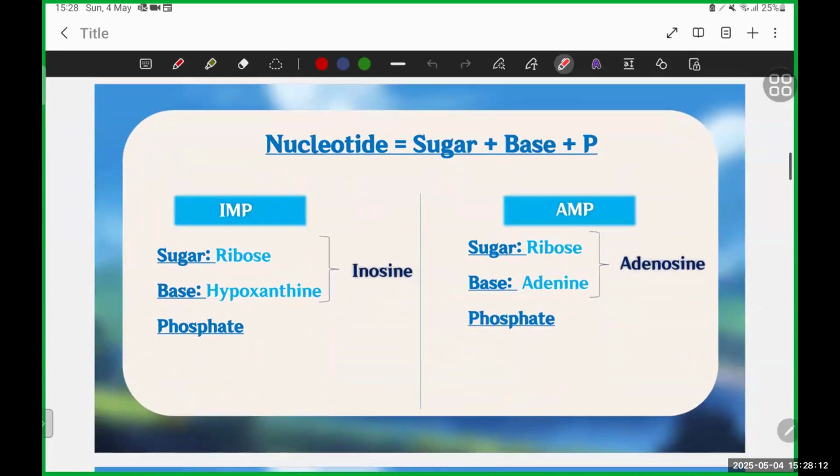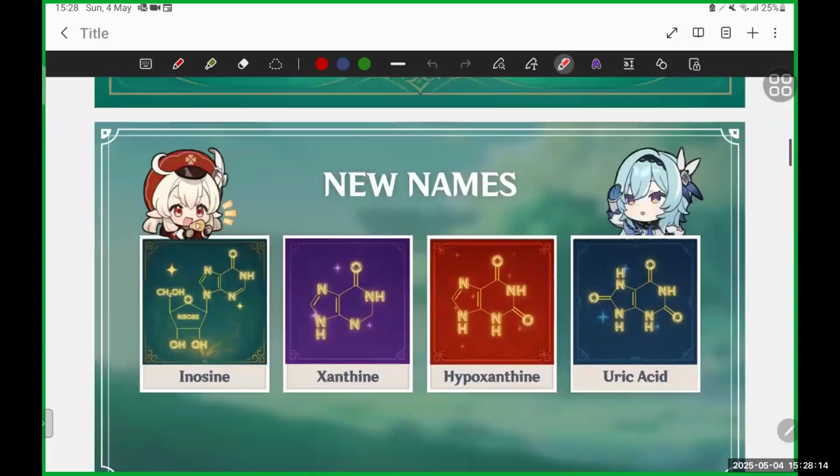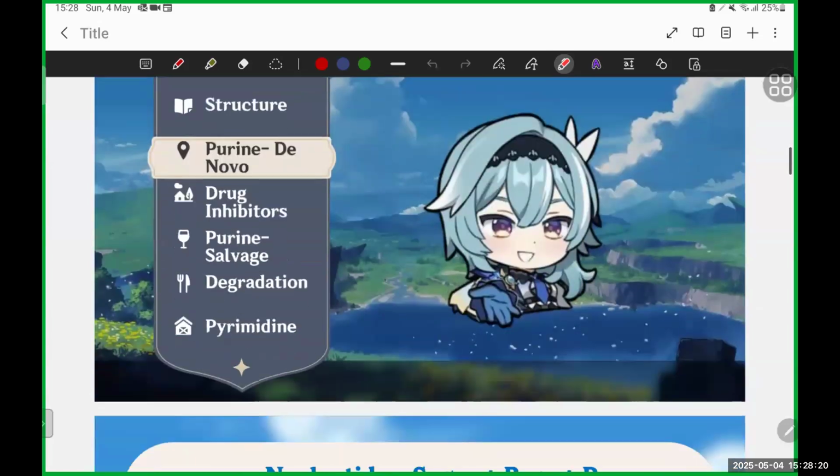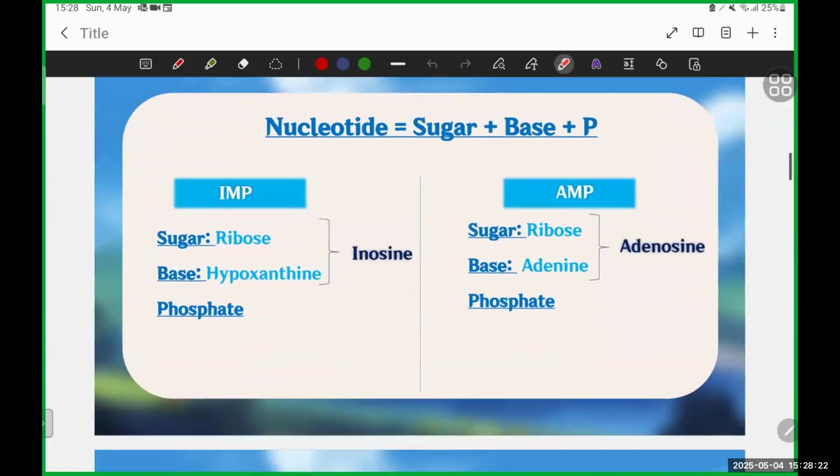One thing before I do that, I just said that these are new, right? Inosine, xanthine, hypoxanthine, and uric acid. What are they exactly? I'll take the example of adenine, because we're all very familiar with adenine itself. If my base is adenine and I add a sugar to it, it gives me the nucleoside adenosine, and then I add a phosphate to it to make AMP.